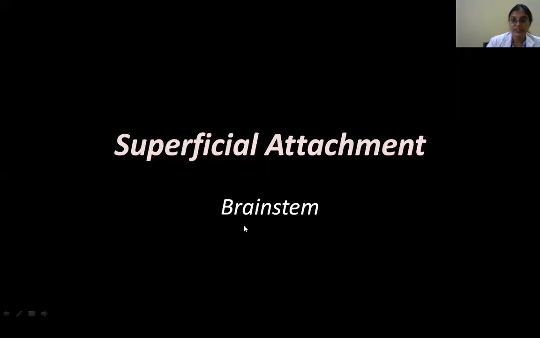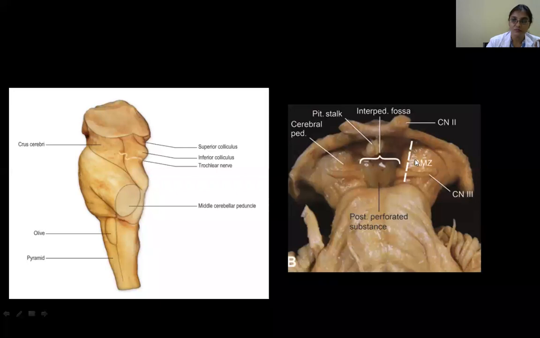Then coming to superficial attachment, that is their attachment to the brainstem. So when you look at the ventral aspect of a brainstem, you find so many cranial nerves attached to it. Okay, so when we separate the brain, obviously we have to cut the nerves. So they get cut actually. So the superficial attachment, and then this is the brainstem. So the diagram I already have shown you.